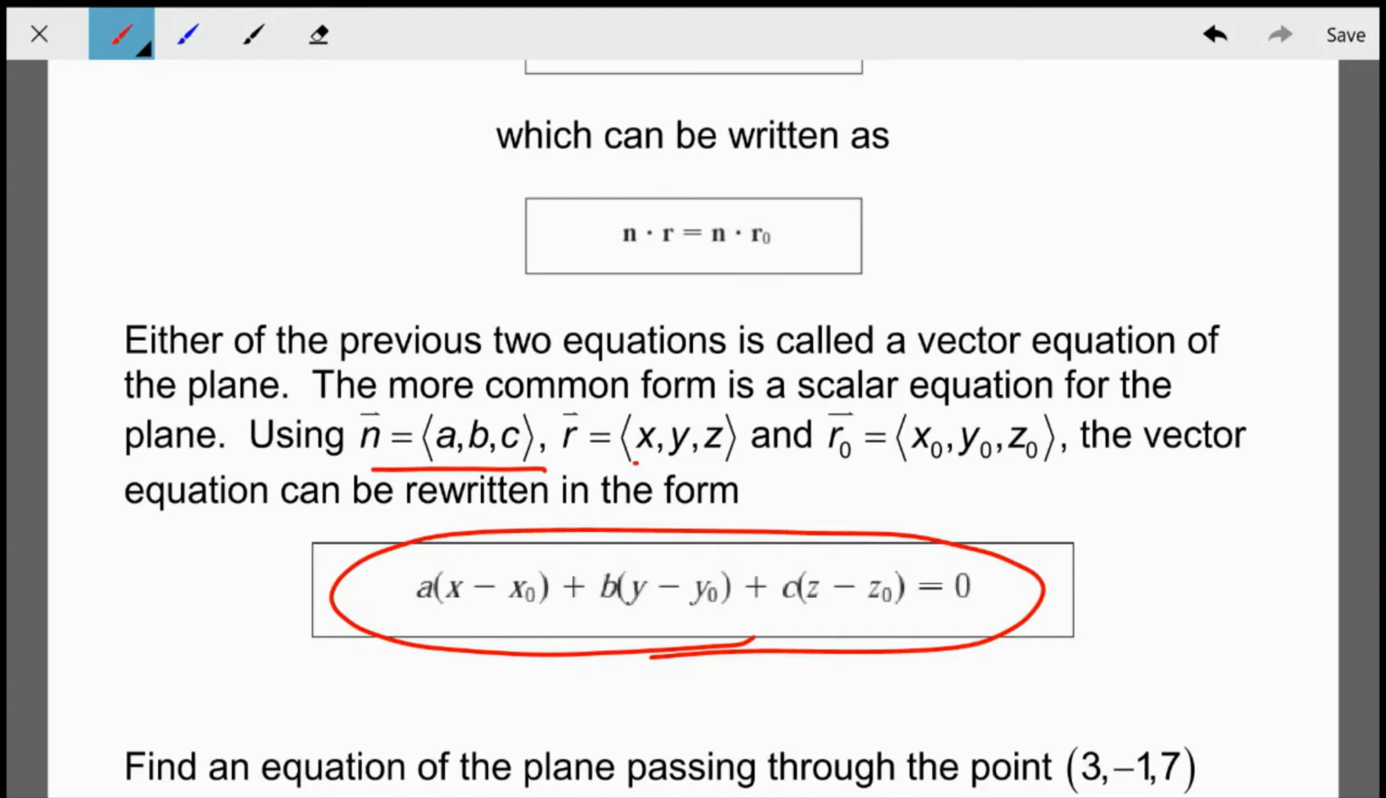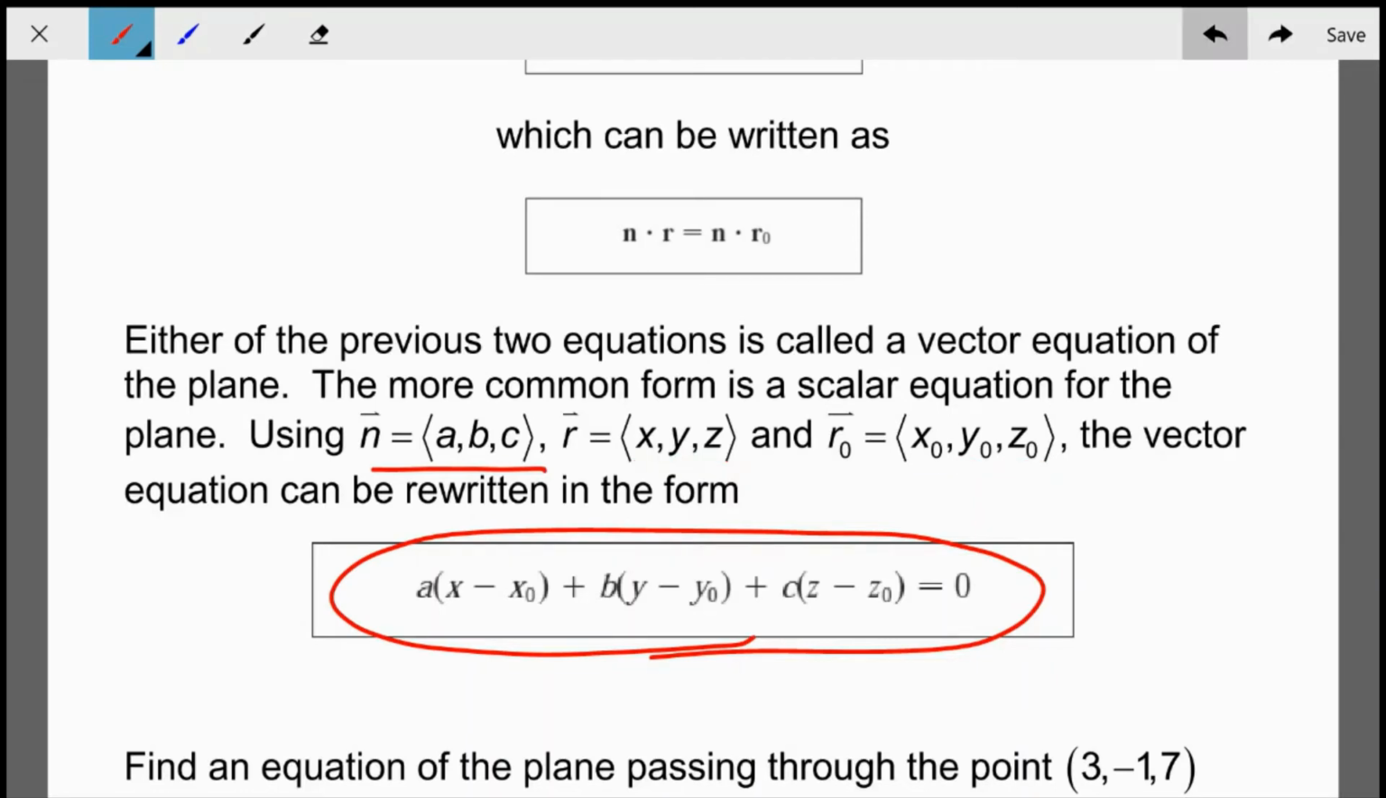And just like we talked about a minute ago, for that r vector and that r naught vector, you can see we used a general x, y, z, and then an x naught, y naught, z naught. So when you go through and you solve that dot product and get everything on one side and factor it out, this is what you end up with. So that's our standard form for the equation of a plane.